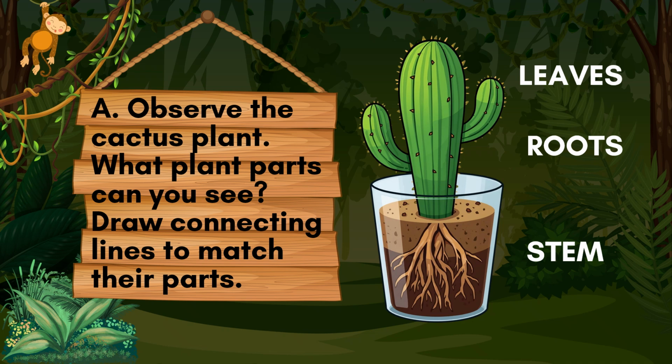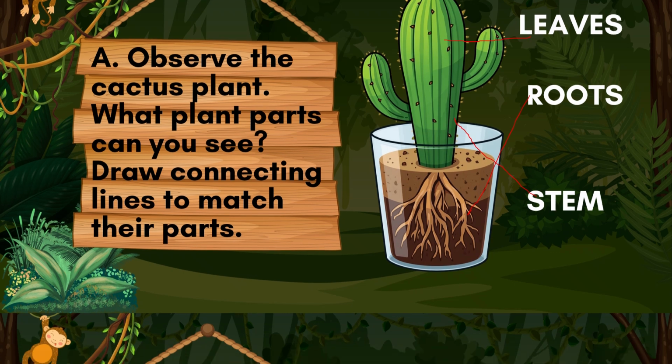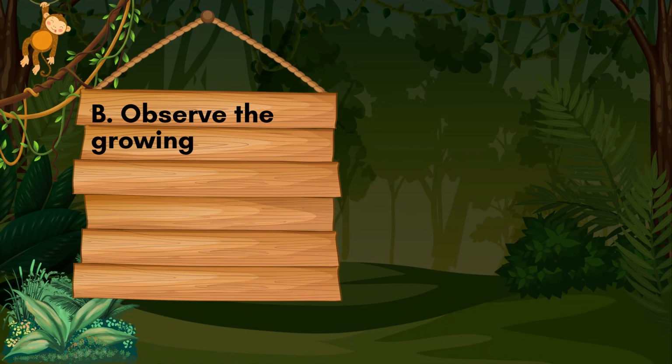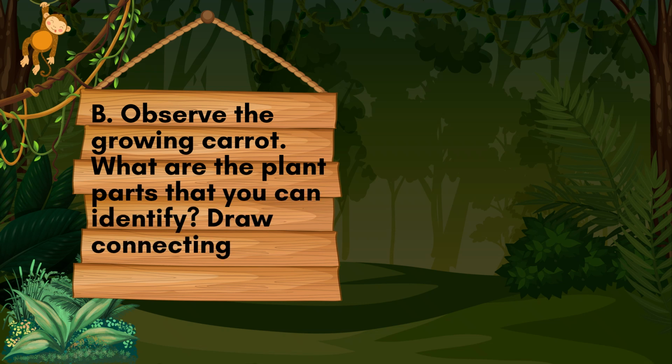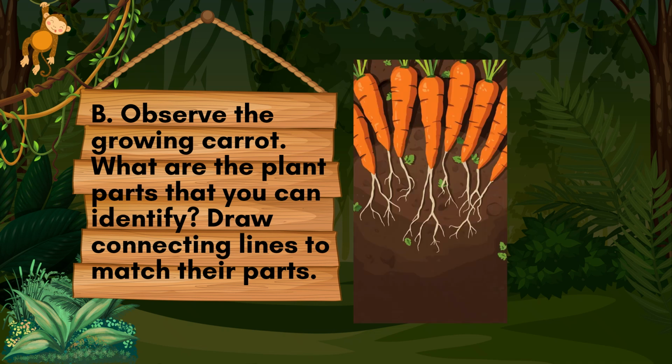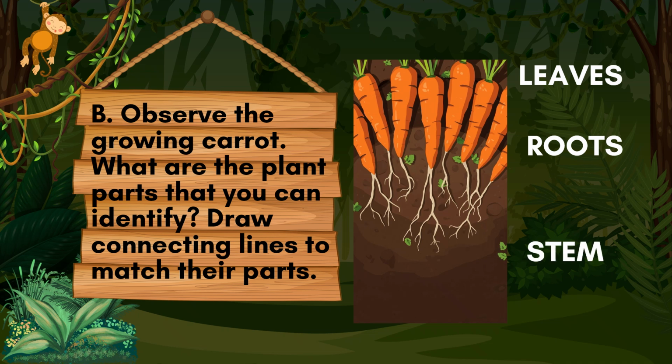Now kids, what is your answer? Here's the leaves, the roots, and the stem. Letter B. Observe the growing carrots. What are the plant parts that you can identify? Draw connecting lines to match their parts. These are the leaves, the roots, and the stem.